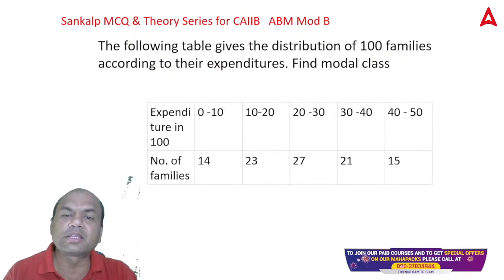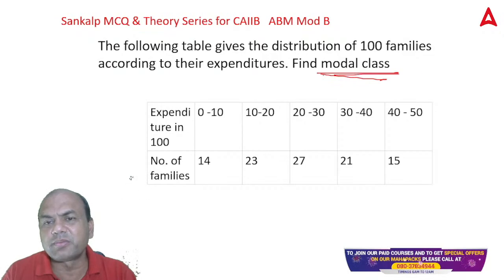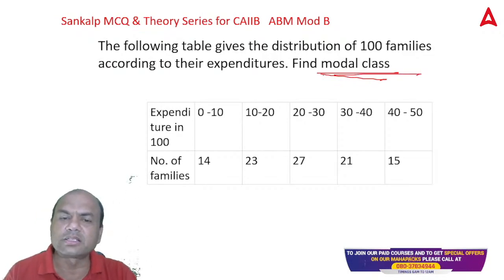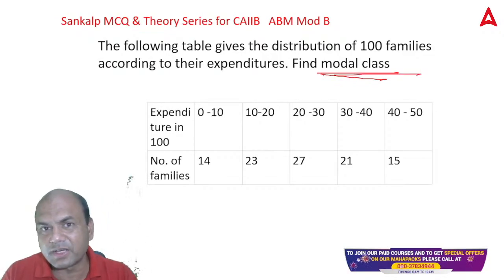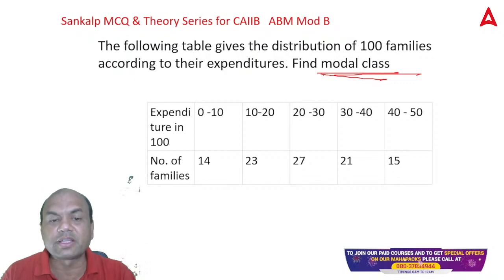The following table gives the distribution of 100 families according to expenditure. Find the modal class. Simple. Let me see who can give me the fastest answer. Modal class. Mode means what? Just now we did mode. Mode means that class which has the highest frequency. So which is having the highest frequency? Number of families. This is F.